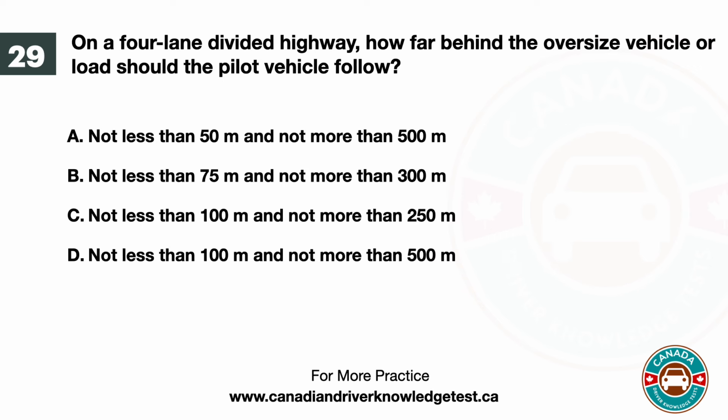Question 29. On a four-lane divided highway, how far behind the oversized vehicle or load should the pilot vehicle follow? A. Not less than 50 m and not more than 500 m. B. Not less than 75 m and not more than 300 m. C. Not less than 100 m and not more than 250 m. D. Not less than 100 m and not more than 500 m. The answer is D. Not less than 100 m and not more than 500 m.